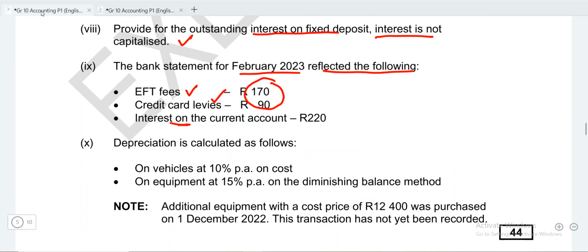And then next we go to our next item, which is interest on current account. We assume that it's a favorable balance because they did not tell us that it's an overdrawn current account.